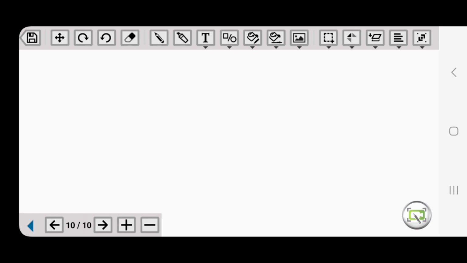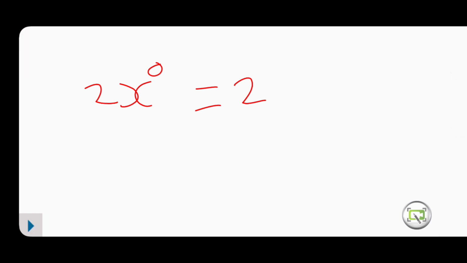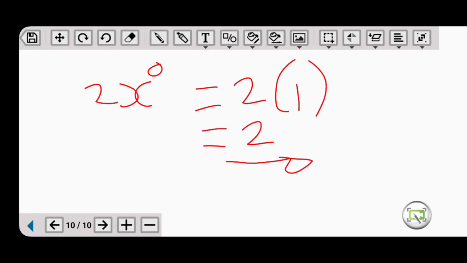Let's look at the next example. We only have one number, which is 2, so I'm going to write it down, one constant. And then x to the power of 0. Only the x is influenced by the 0. There's no brackets, so it's only the x which is influenced. And that is 1. So 2 times 1 is 2, and that's our answer.